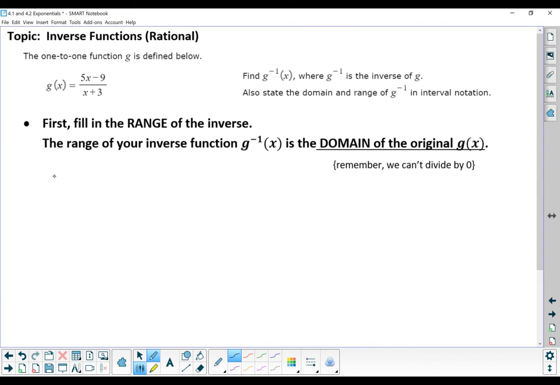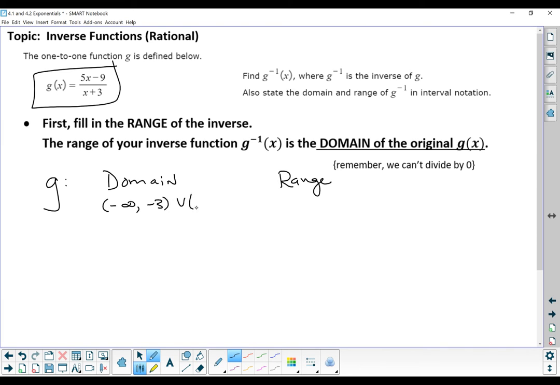So for the original function g, it has a domain, of course, and it has a range. So the domain of our function right here, it's a rational function, so we just have to check to make sure we don't have any division by 0 happening. So our domain would be from negative infinity to negative 3, and from negative 3 to infinity. The range of these types of functions is a lot more tricky to find, so I'm going to leave that blank for now, but it has a range.